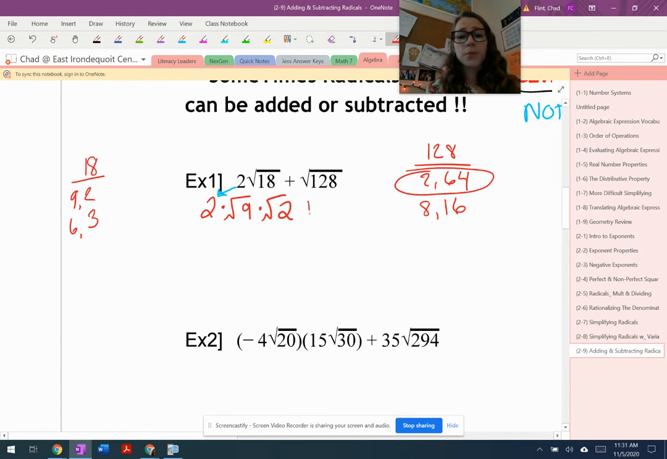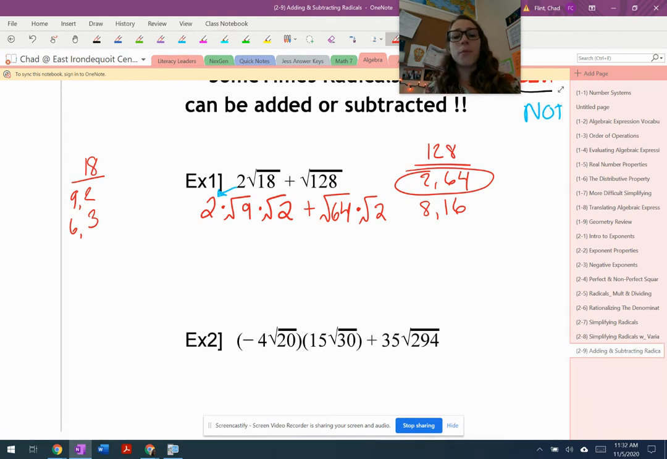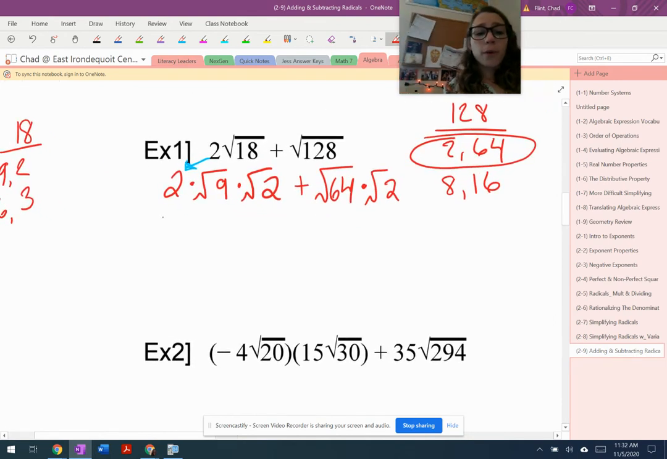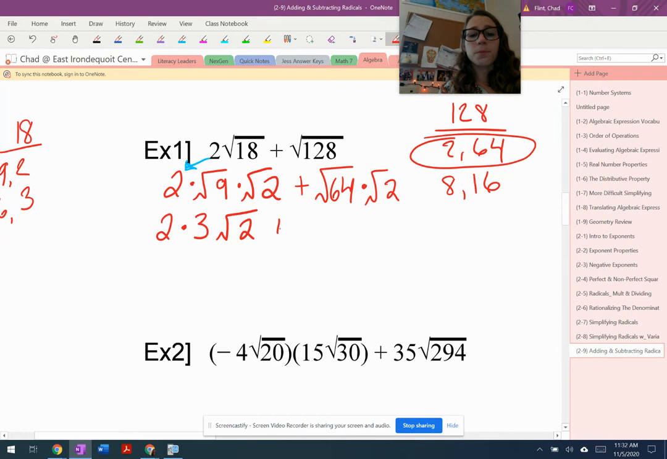So I am going to break up the square root of 128 into the square root of 64 times the square root of 2. And that is a good thing to recognize here, that both of those have that square root of 2 in them, which is what I wanted to get. So my 2 stays out in the front. The square root of 9 comes out to be a normal 3, and the square root of 2 stays.